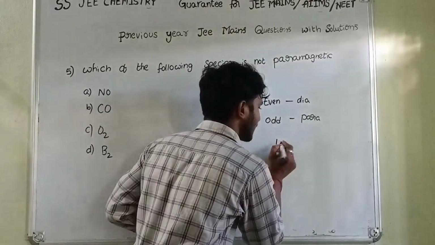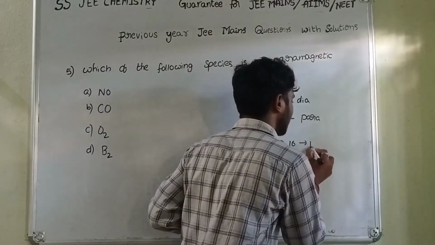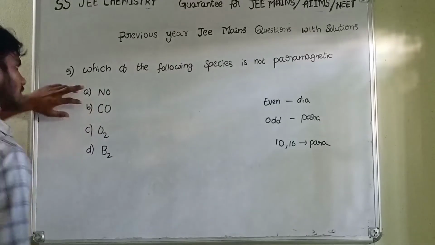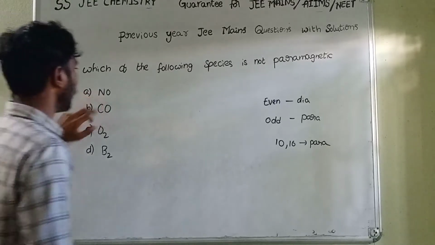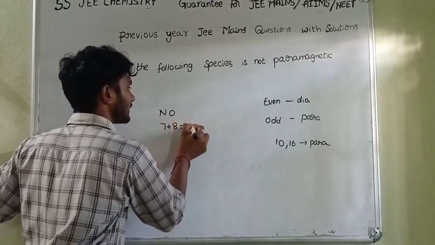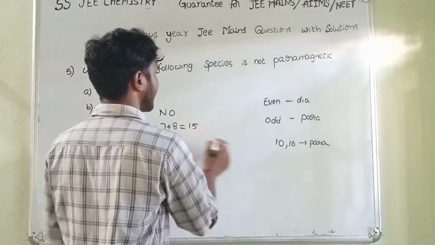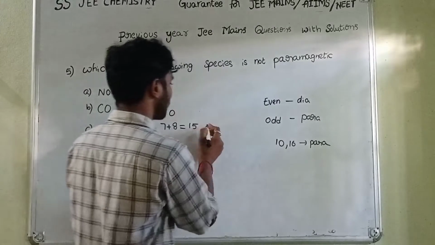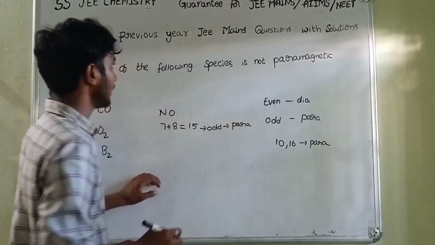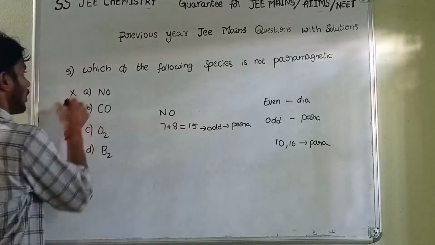But what is the exception? The exception is for 10 electrons and 16 electrons: if there are 10 or 16 electrons, then it is paramagnetic. So first we count the electrons. Option A, NO: N is 7 plus oxygen 8, so 15 electrons. 15 is an odd number, so paramagnetic. The question asks for not paramagnetic, so option A is wrong.